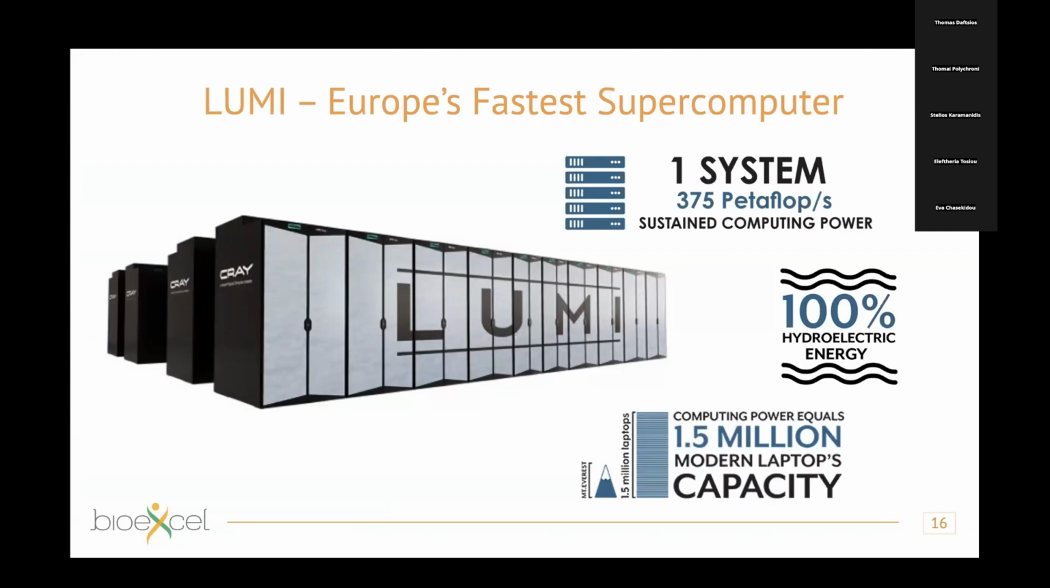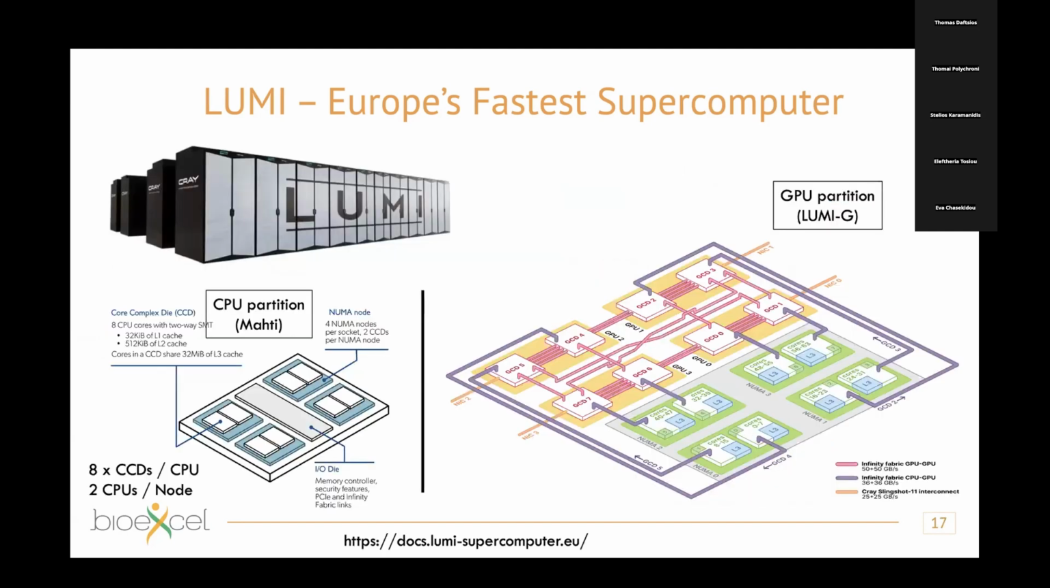So LUMI is a gigantic system with almost half an exaflop, 375 petaflops, of sustained computing performance, which is quite impressive. The machine has two different partitions. One partition is with CPUs only, and the other one is with fewer CPUs but 8 GPU processors on it.